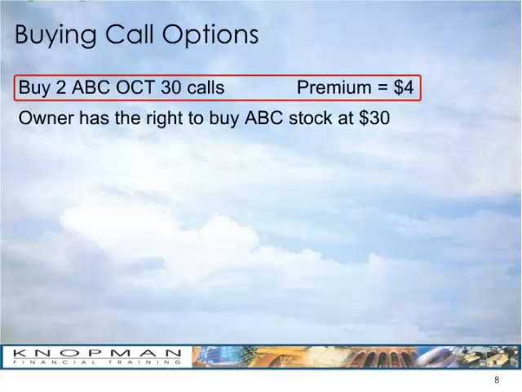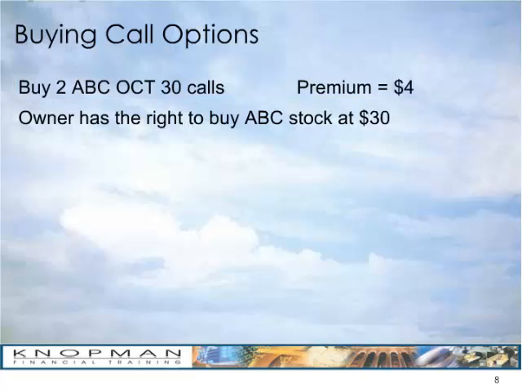So we have the right to buy ABC stock at the price of 30 bucks because that's our strike price. And how many shares do we have the right to buy? Well, it's 2 contracts. So that represents 200 shares.